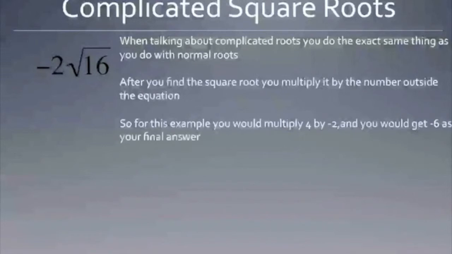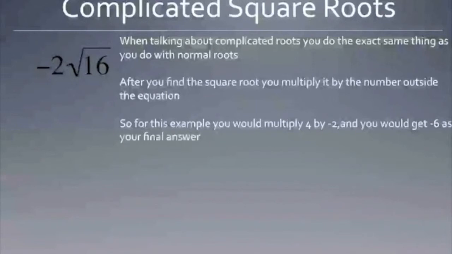4 times 4, I can see is 16. So after you find the square root of this number, then you multiply it by the number outside the equation. So in this case, it would be minus 2. So 4 times minus 2 equals minus 8. So the final answer for this equation would be minus 8.